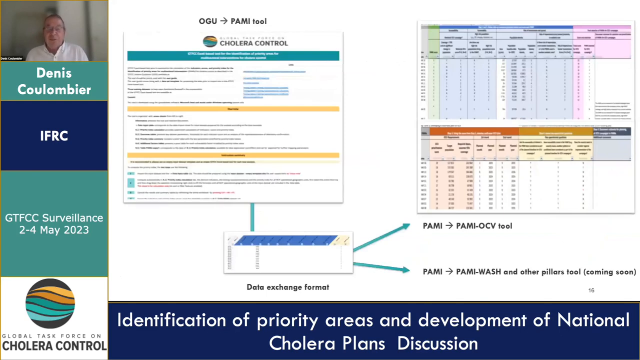Now here you have an example of the tools that are supporting those selections. So from the OGU to the PAMIS, it's the PAMIS tool basically that will be presented at length today, so I'm not elaborating on it. And what you see on the right is one example of the OCB priority tool. When you look at the PAMIS through certain vulnerability and other criteria, then the pillar can select the activities and which of the PAMIS they want to conduct activity in. And to facilitate that, there is a data exchange format between the tools. And in the future, coming soon, the pillars will have tools to develop those.